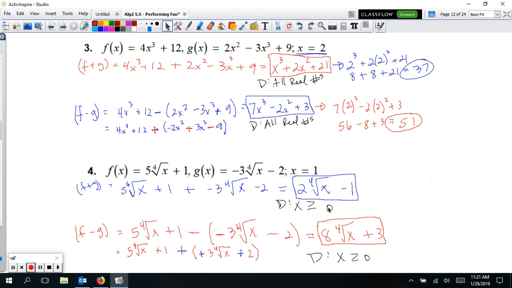And now to evaluate for the 1, the 1 is going to go inside here. The fourth root of 1 would be 1, so that's pretty easy to do. Fourth root of 1 is 1, so this really is going to be 2 minus 1. That's all that one is. And that gives us 1 for the evaluation of our f plus g. And same thing here, plug 1 in. So again, that's going to be 1 times 8, which is just 8, plus the 3. So that's going to give us an 11 for that evaluation for f minus g.